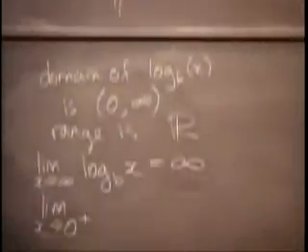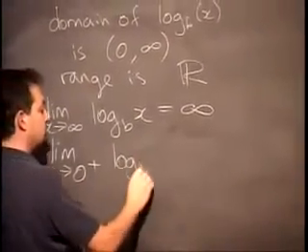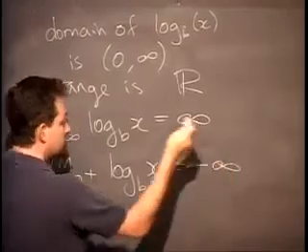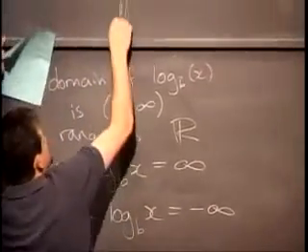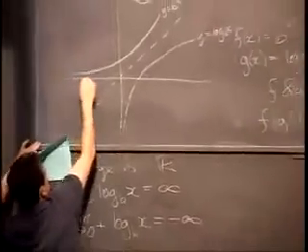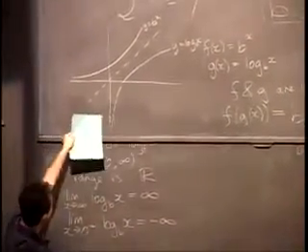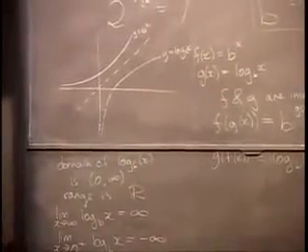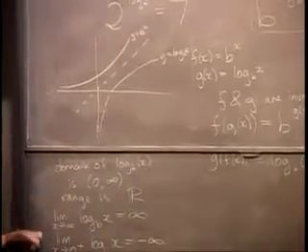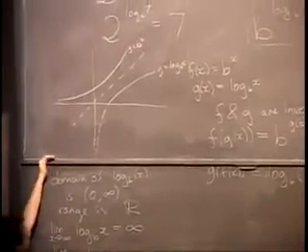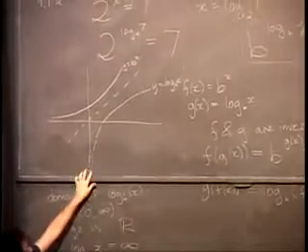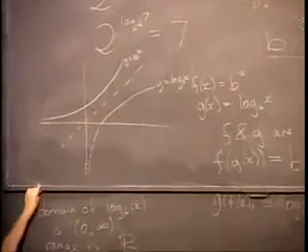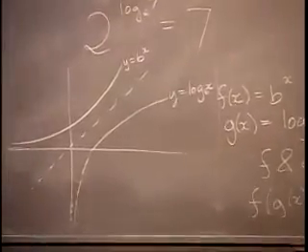But as you go to 0, there's a vertical asymptote here. It's just taken the horizontal asymptote of b to the x and turned it into a vertical asymptote. And so as you approach 0 from the right, you can't approach it from the left, of course, because log isn't even defined. But as you approach it from the right, you go down to minus infinity. So those are some pretty basic facts about log.